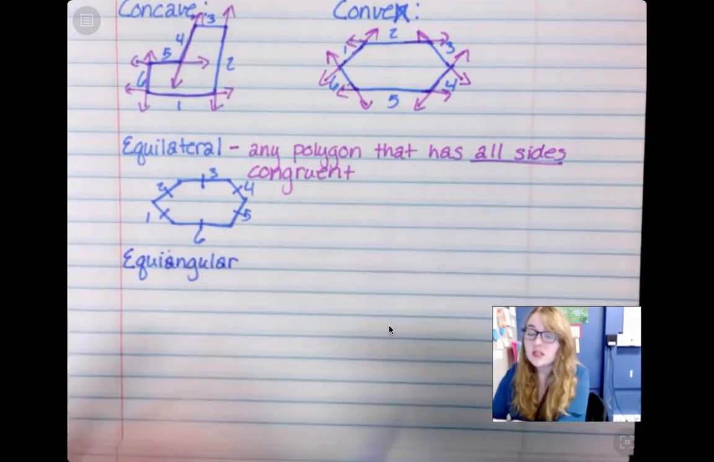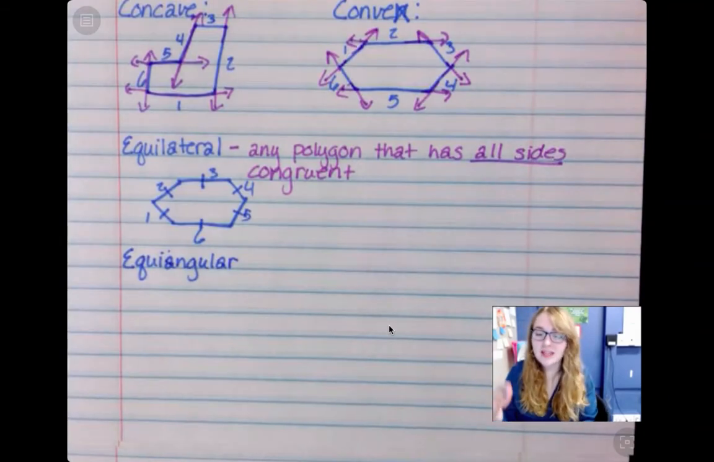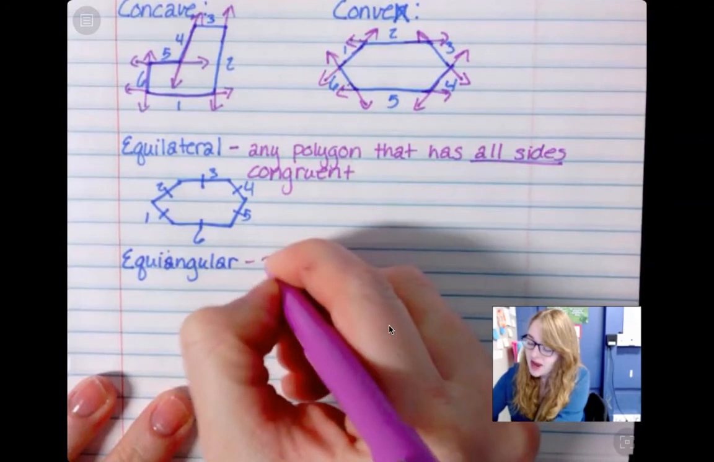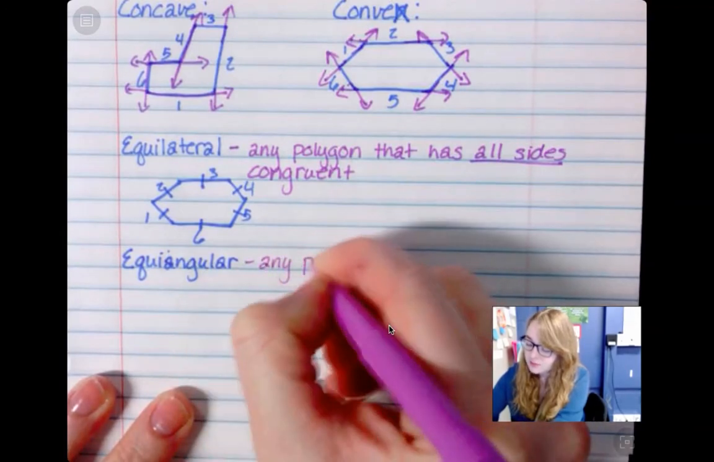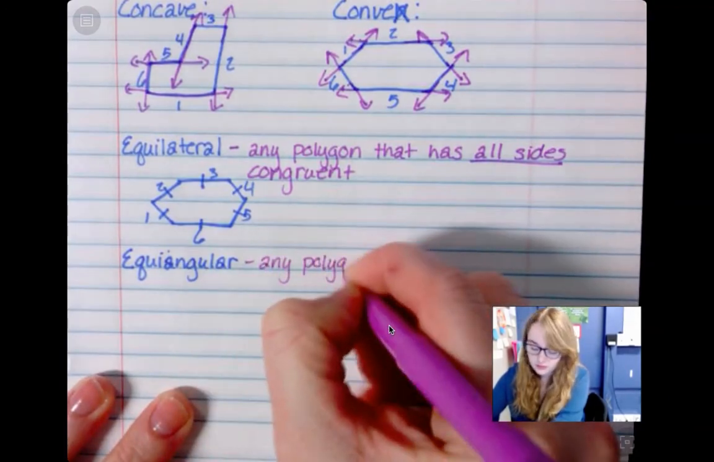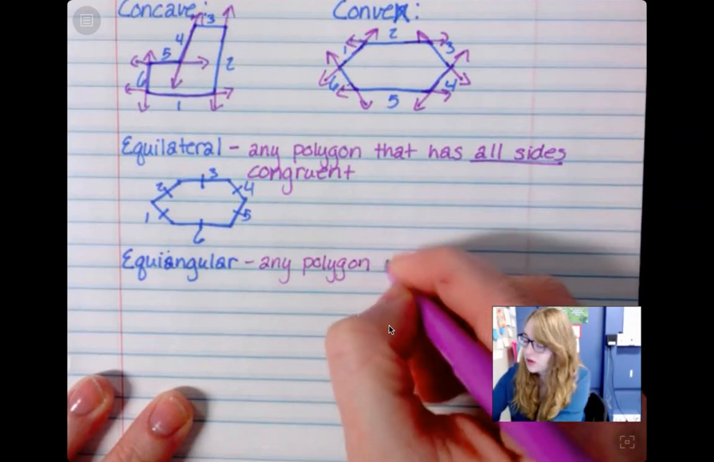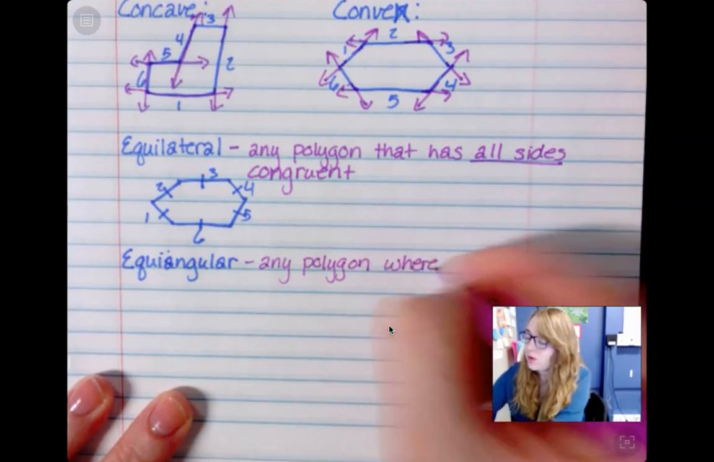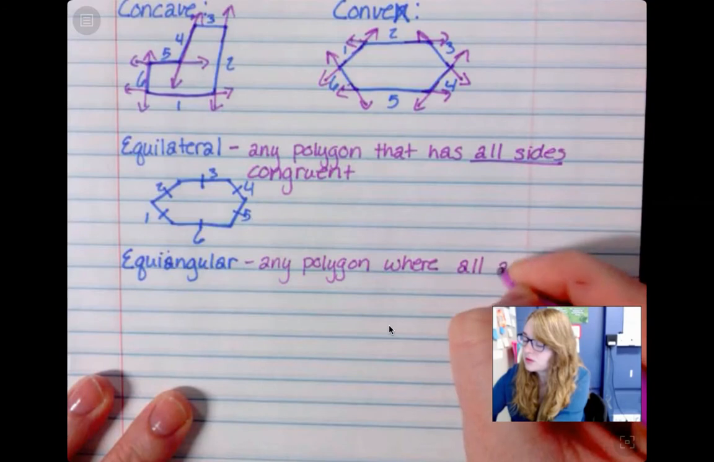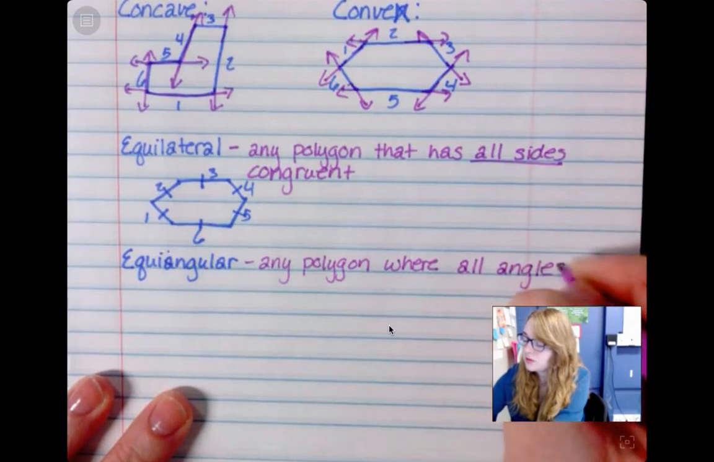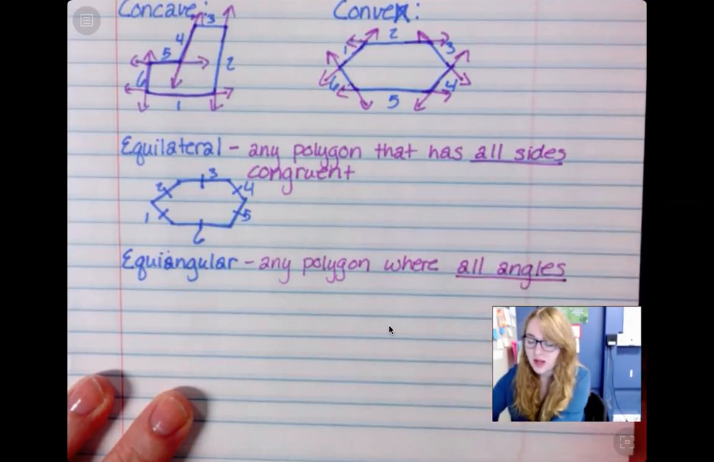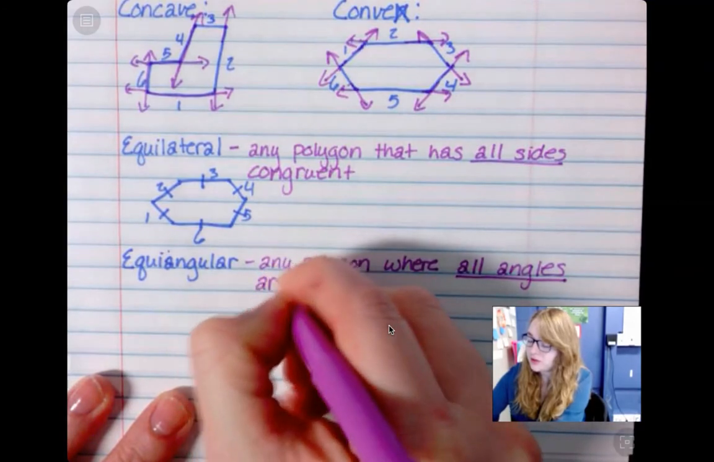And again, we talked about this with triangles, but it has a broader definition. This is any polygon where all angles, and again, so important, I'm going to underline, are congruent.